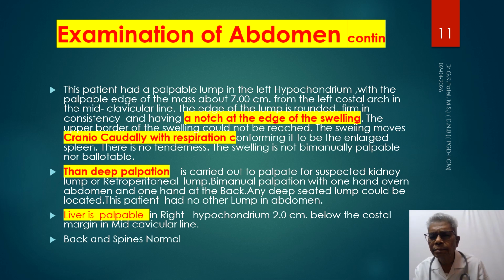The patient had a palpable lump in the left hypochondrium, with the palpable edge of the mass about 7 centimeters from the left costal arch in the mid-clavicular line. The edge of the lump is rounded, firm in consistency, and having a notch at the edge of the swelling. The upper border of the swelling could not be reached.